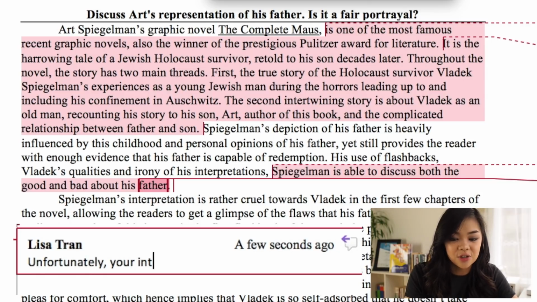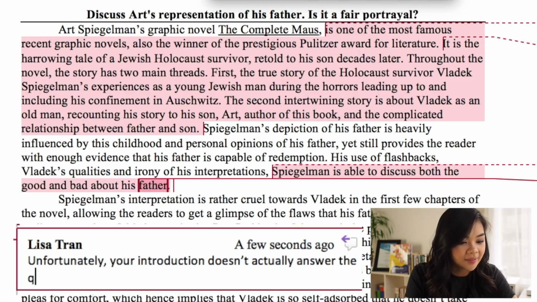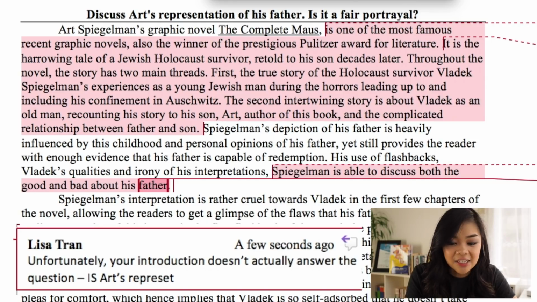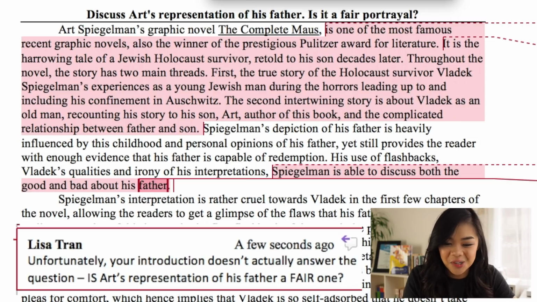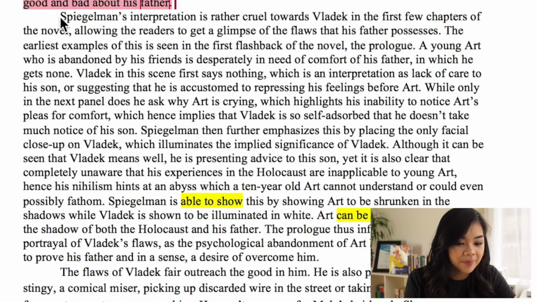Unfortunately, your introduction doesn't actually... I don't know if I'm just nervous, but I keep making mistakes when I'm typing. You know what, actually I think it might be because I'm talking and typing and filming at the same time. Yeah, see, the brain power can't do that much at the same time. Okay, so let's keep going.